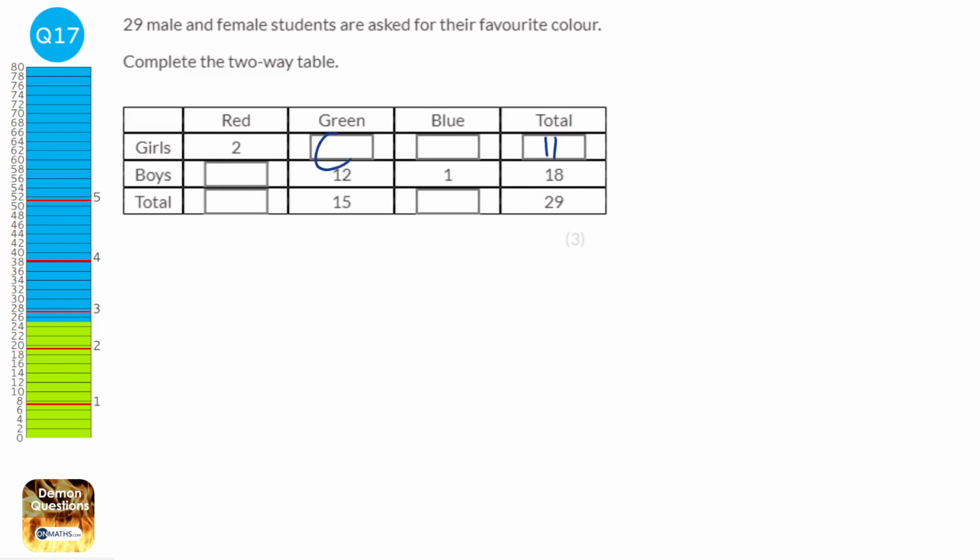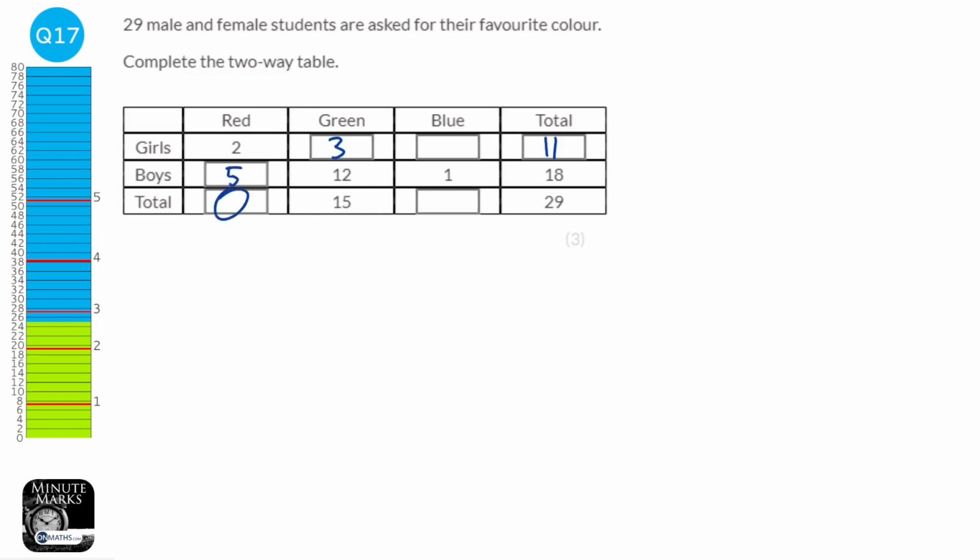Next one I'm going to fill out is this one. Notice that the total for the green is 15, total for the boys who picked green is 12, and therefore for the girls it's going to be 3. Then looking around, what's the next thing that we can fill out? We can fill out this one, because the total for the boys is 18, green is 12, blue is 1, therefore we've got 5 left over.